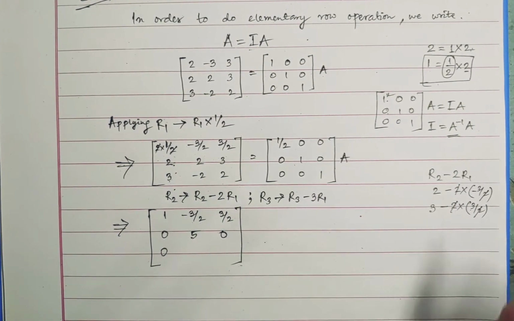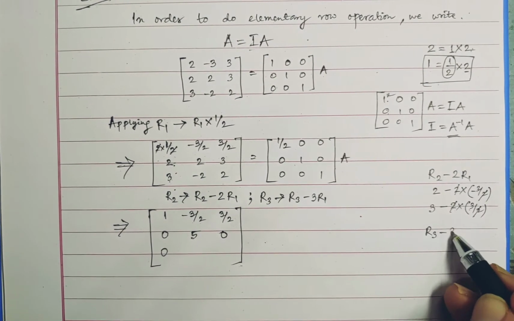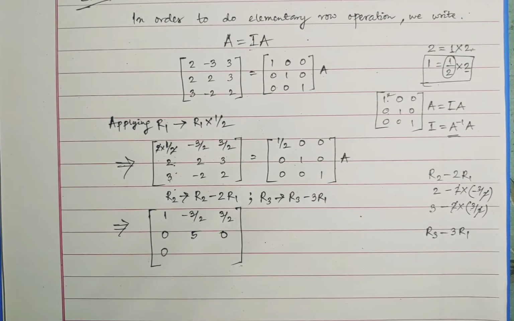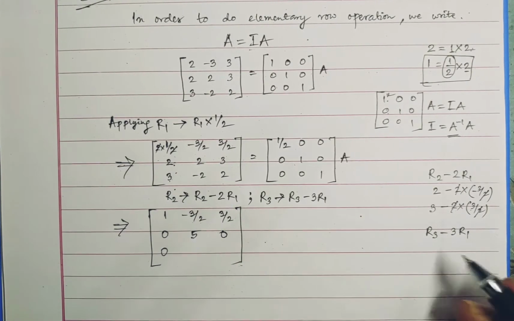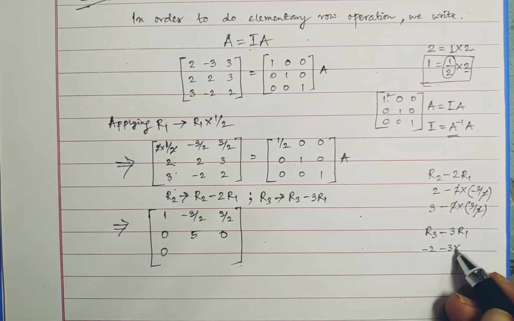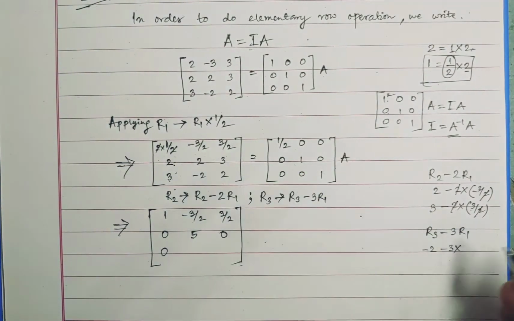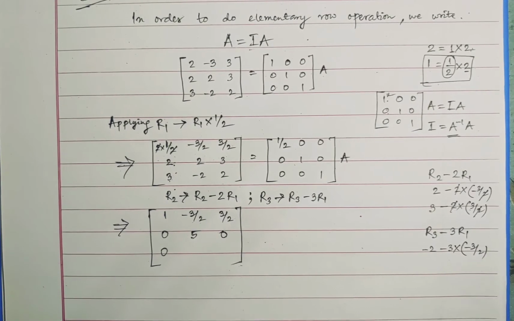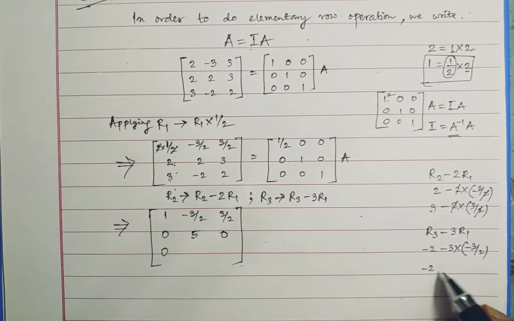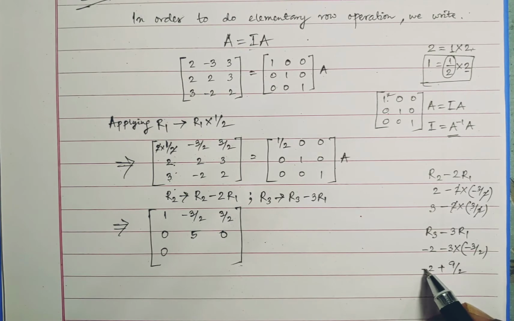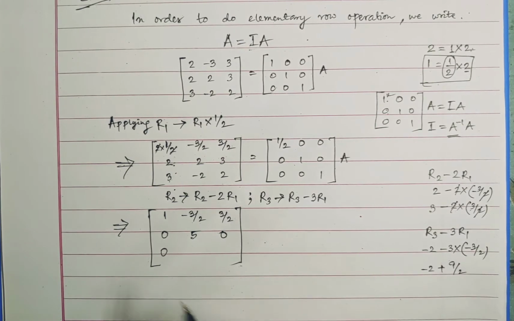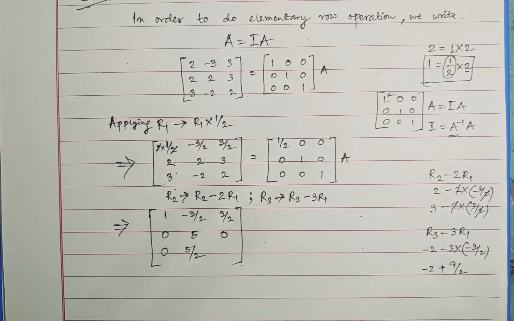Now R3. Now write the R3 operation. R3 minus 3R1. Right? Now the element of R3 is minus 2. So right here minus 2 minus 3 into, what is the corresponding element? It is minus 3 by 2. So what happens? 2 gets cancelled. So it is minus 2 plus 9 by 2. And how much is that? If I do LCM, it is minus 4 plus 9, that will be 5 by 2.